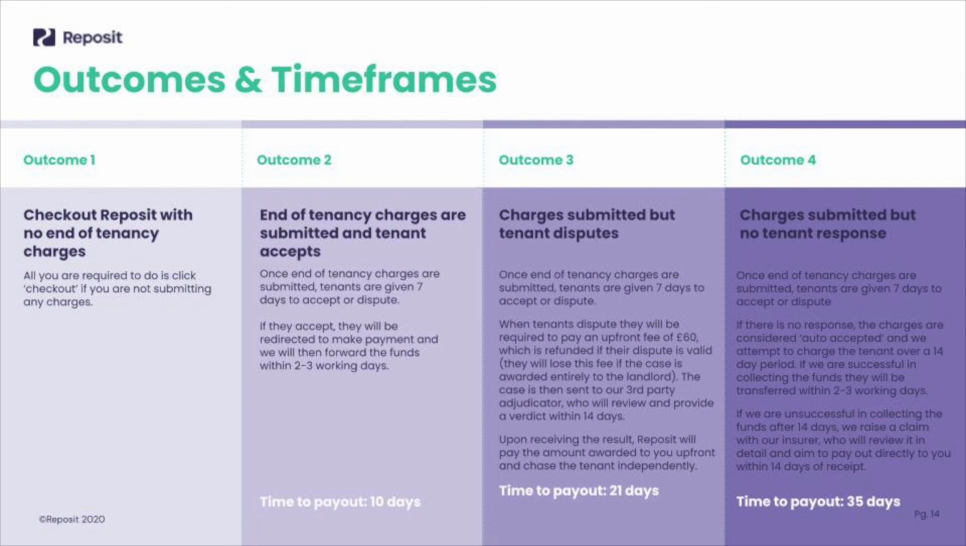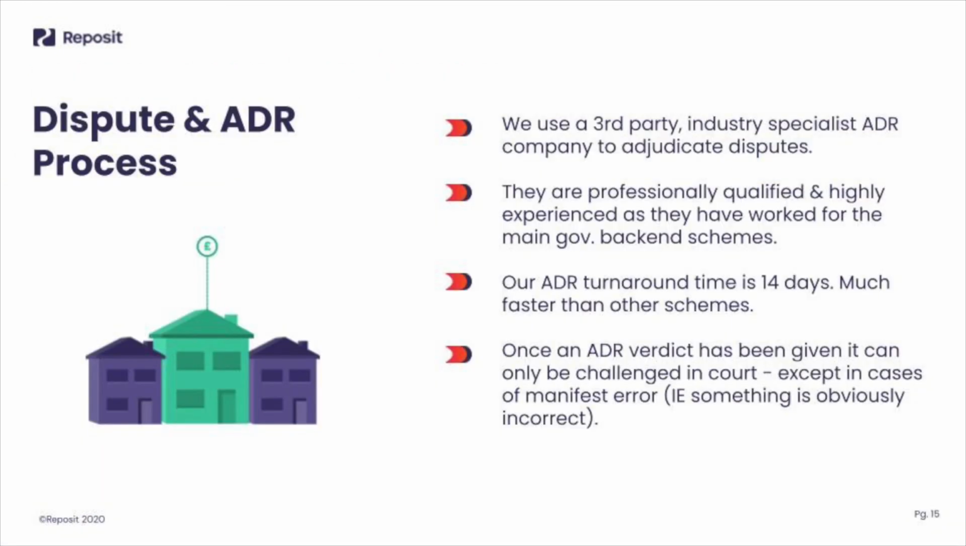The final possible outcome at the end of the tenancy is if you raise end of tenancy charges and the tenant does not accept or dispute within their 7-day limit. If the tenant was to completely ignore our notifications, on day 7, they automatically accept the full amount of the claim. Our adjudication process takes a maximum of 14 days, which is a lot quicker than the deposit schemes.